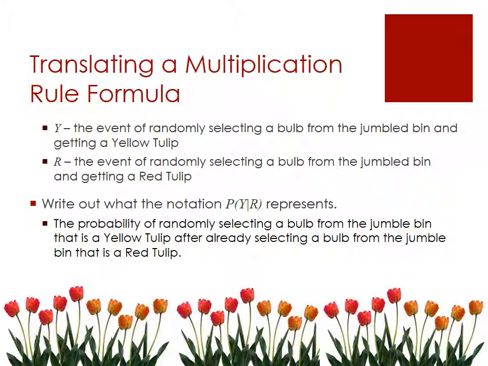Alright, so here you should have had the probability of randomly selecting a bulb from the jumbled bin that is a yellow tulip after already selecting a bulb from the jumbled bin that is a red tulip. So, make sure you're clear on this. If you need to go back and watch this again so that you can make the translation from the formula to writing it out in a sentence, or again taking it from a sentence and writing it out as the proper formula.